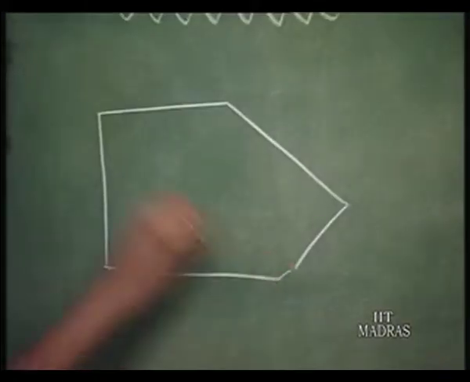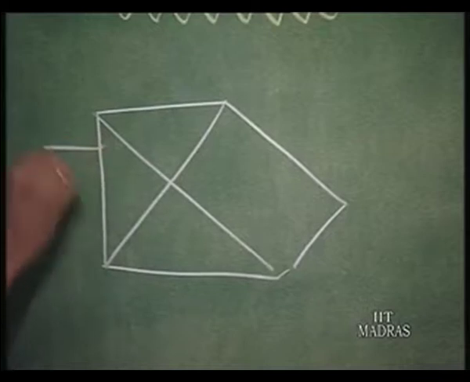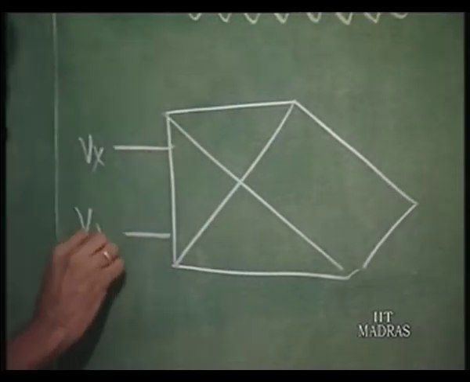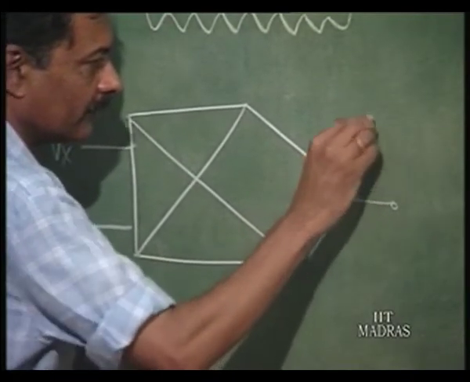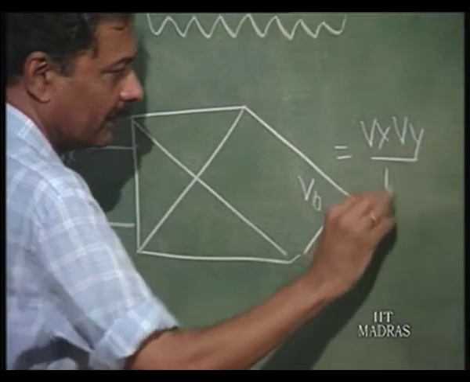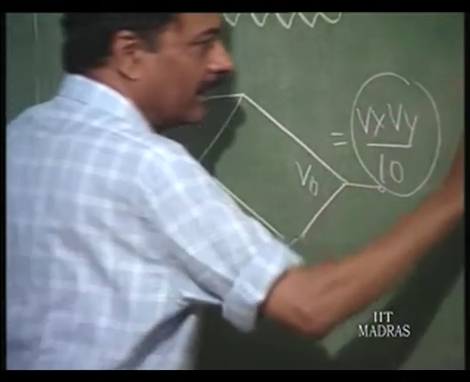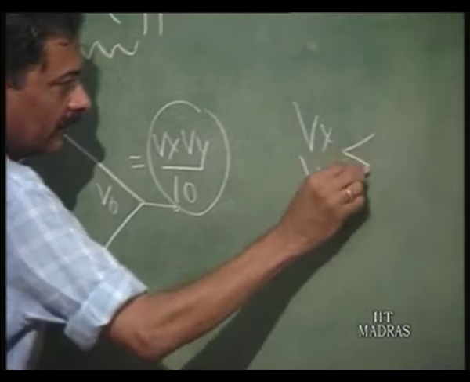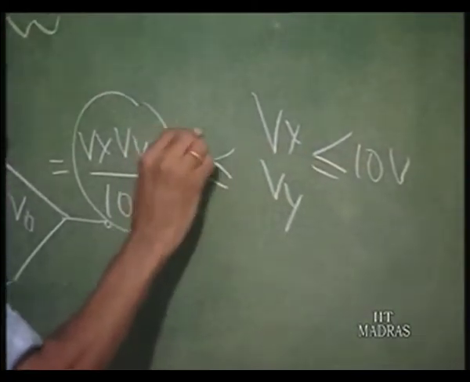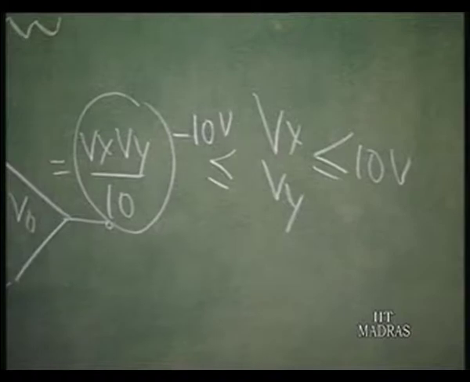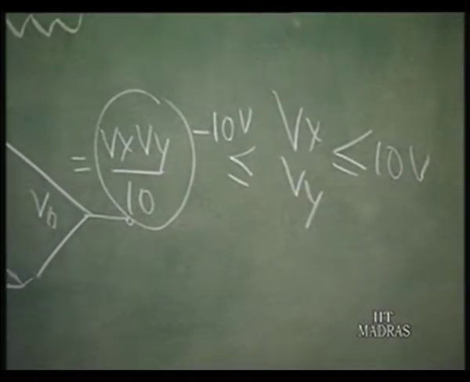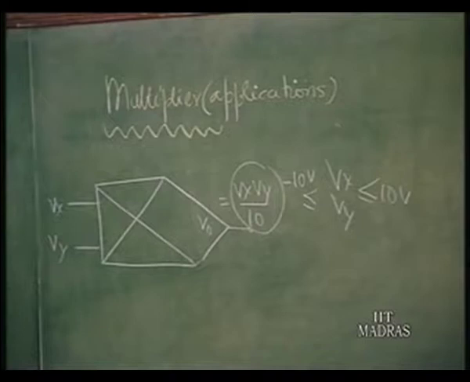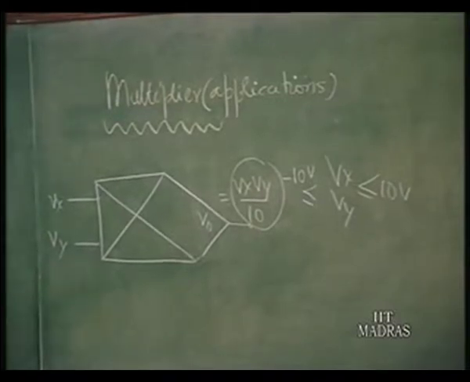Now, the ideal multiplier that we had designed, with inputs Vx, Vy and the output V naught, let us say, is equal to Vx Vy by 10, with a dynamic range, with all the offset and feed through being adjusted to 0. This is the ideal multiplier. Let us therefore discuss the applications and see in what areas this is of importance.